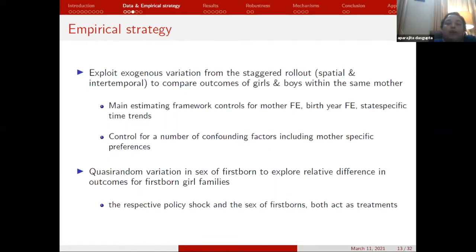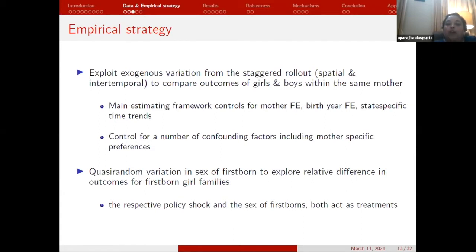In terms of our empirical strategy, we exploit the exogenous variation from the staggered rollout, which is both spatial and intertemporal, to compare outcomes of girls and boys within the same mother. So this is an extremely demanding specification. Our main estimating framework controls for mother fixed effects, birth year fixed effects, and state specific time trends. This is for the PNDT. And for B3P, where the variation is at the district level, we include district specific time trends.